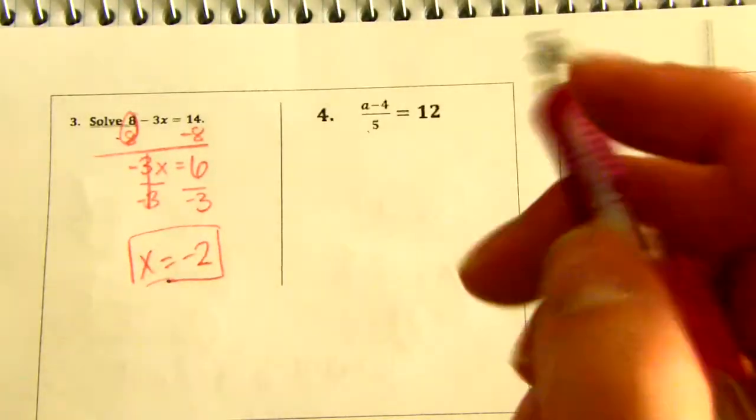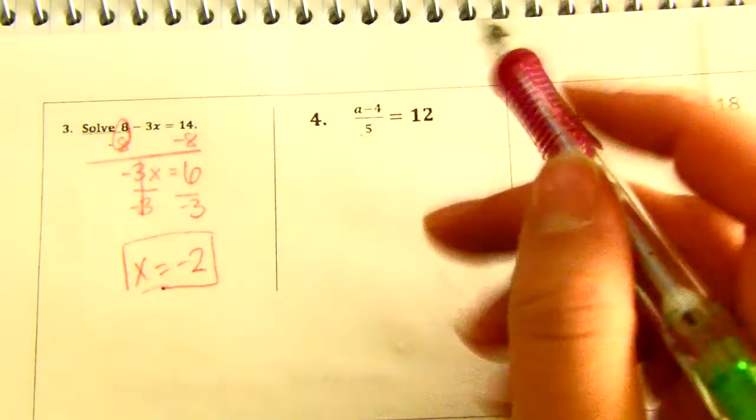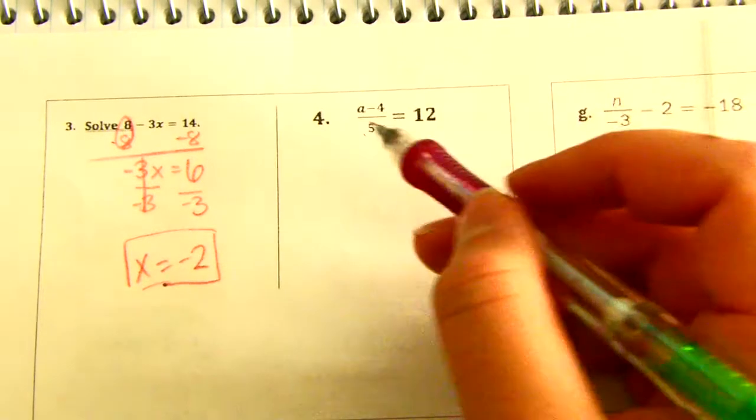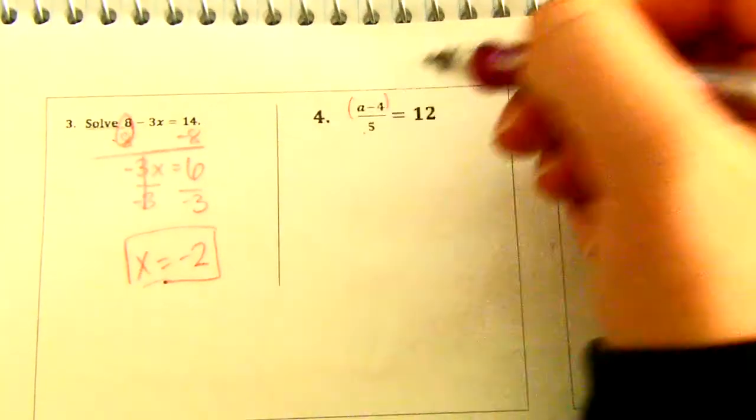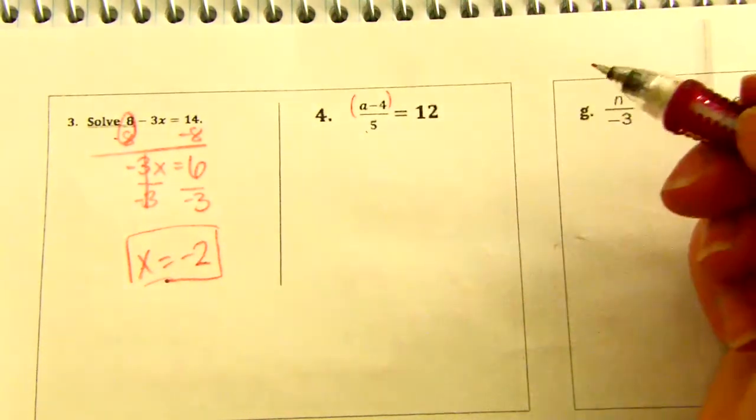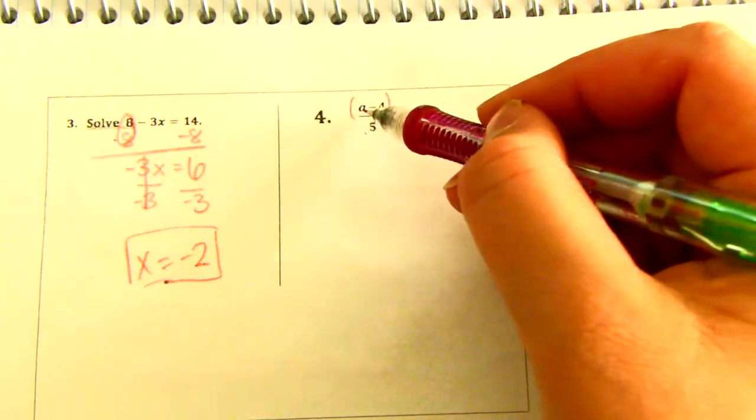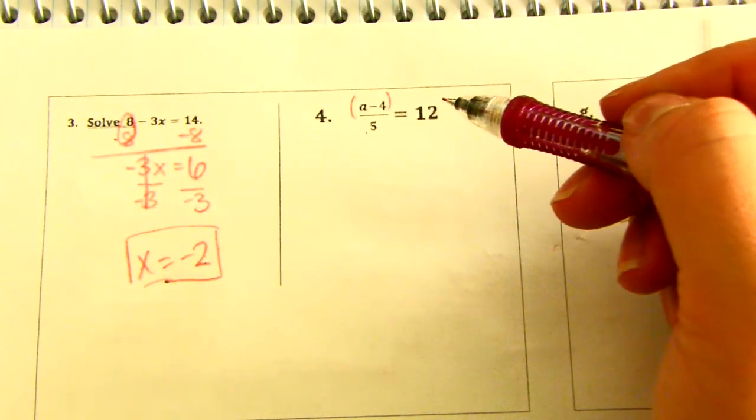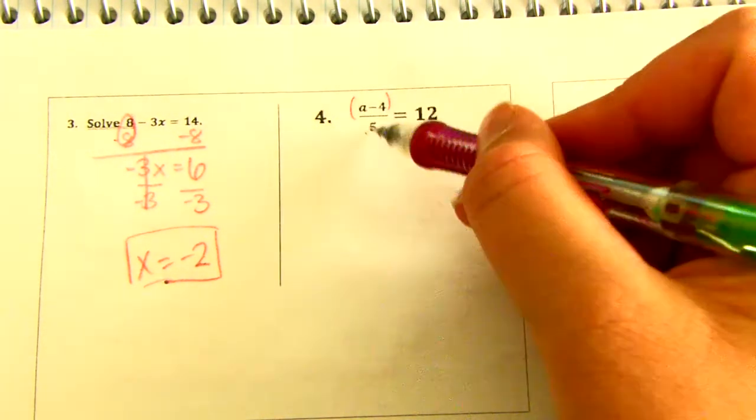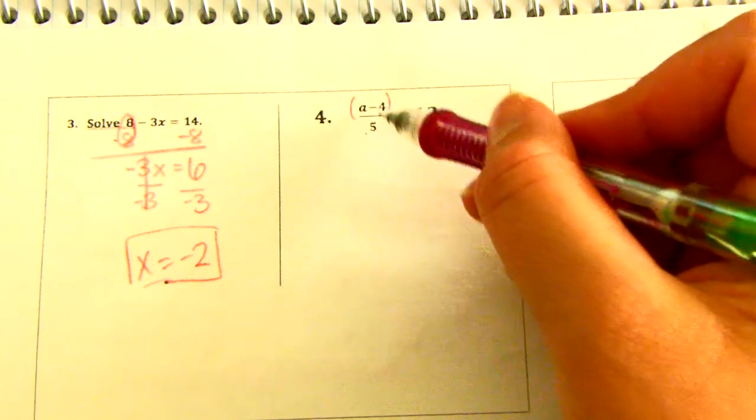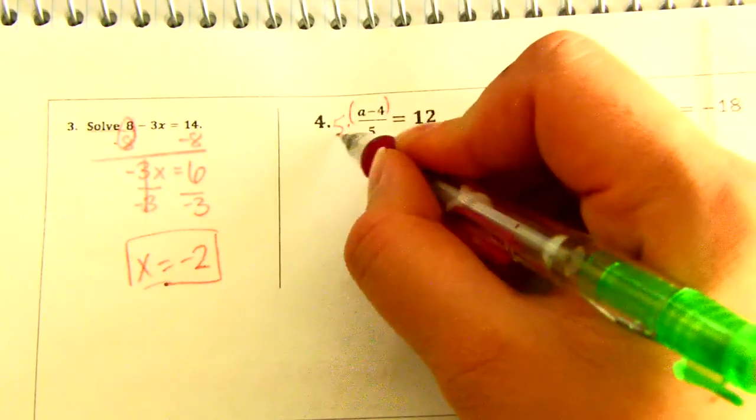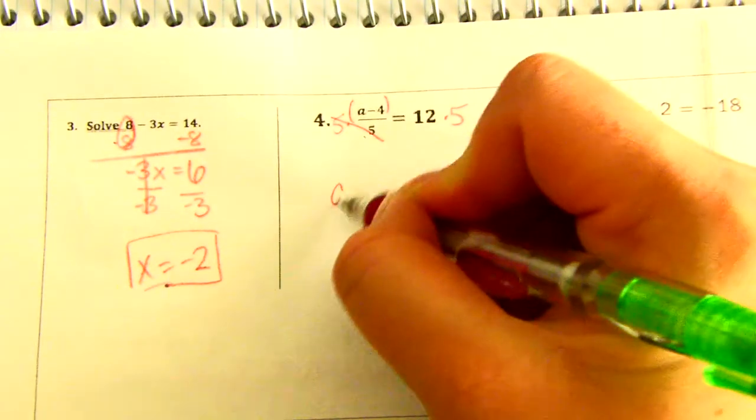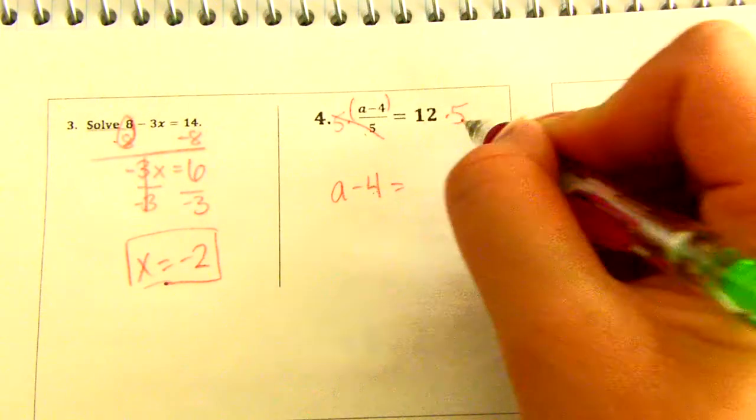Now this one's kind of goofy. It's kind of complicated looking. So we could throw some parentheses around here. We have a minus 4 over 5 equals 12. So I can't get to that 4. This is one of those cases where we're actually going to multiply first because we have to undo the division. We need to get up there. So we're actually going to multiply by 5. So we have a minus 4 equals 12 times 5, which is 60.